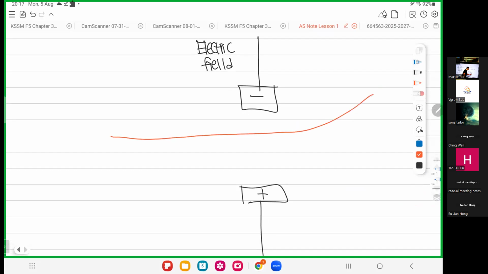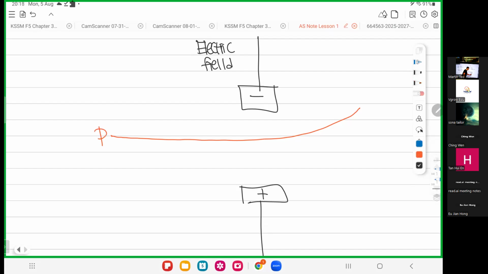Makes sense? Okay, so what does this prove? Why doesn't it go straight? Why does the proton, when it's moving, bend a little bit toward the negative pole? Because we know proton is positively charged. So when you are positive, you will be attracted toward the negative terminal. That's why it will bend a little bit. All right, so this fella is your proton.